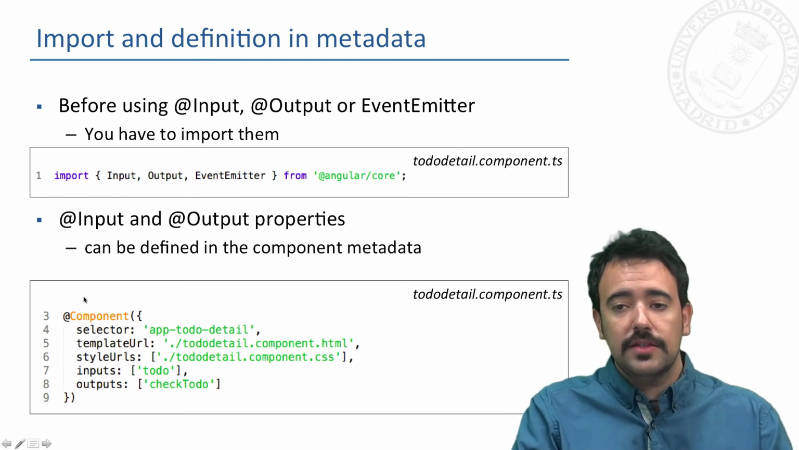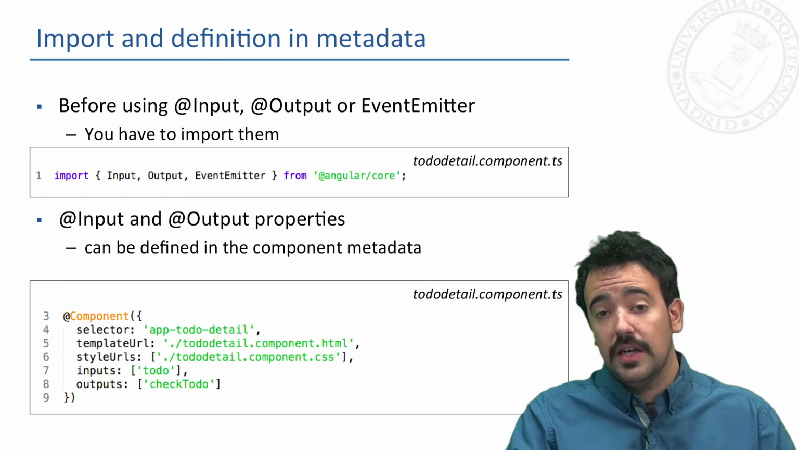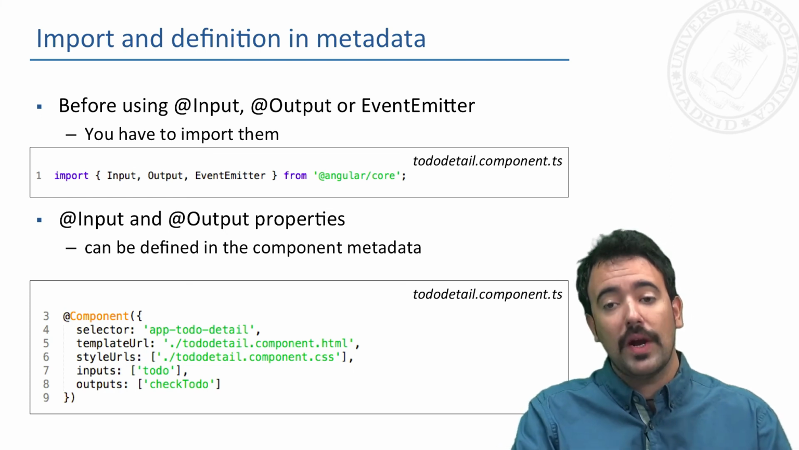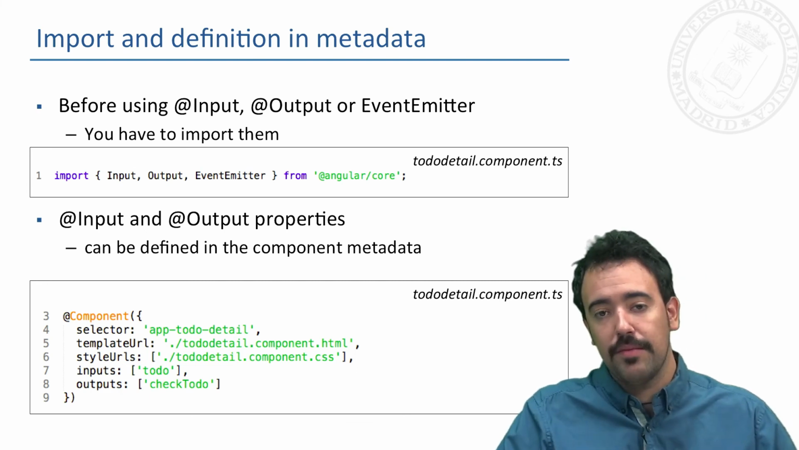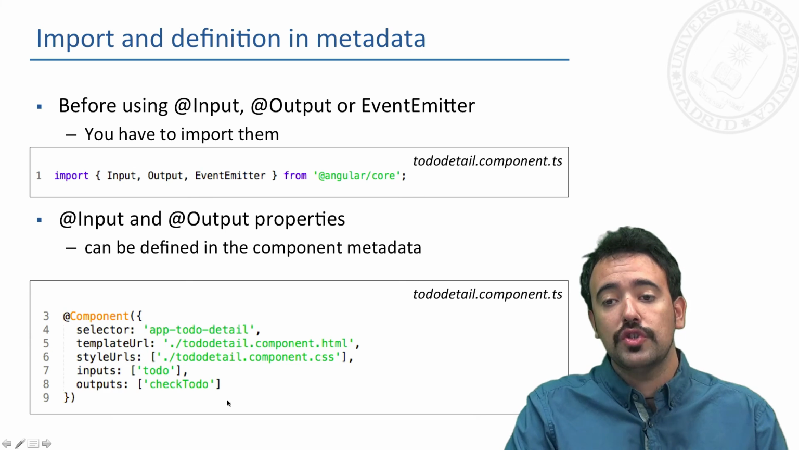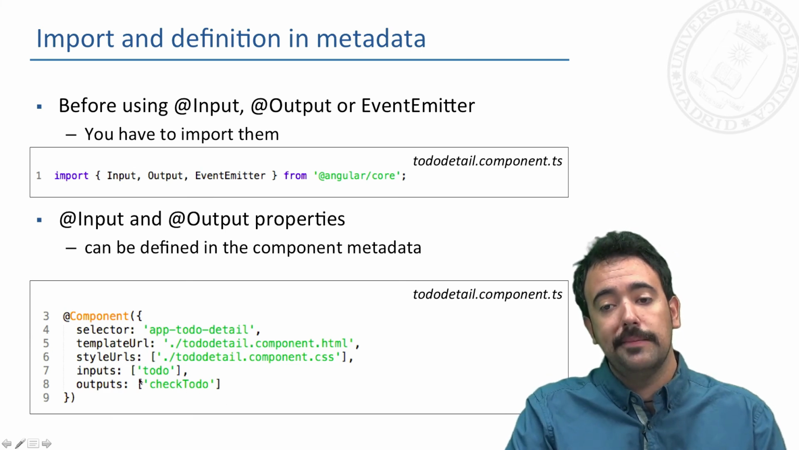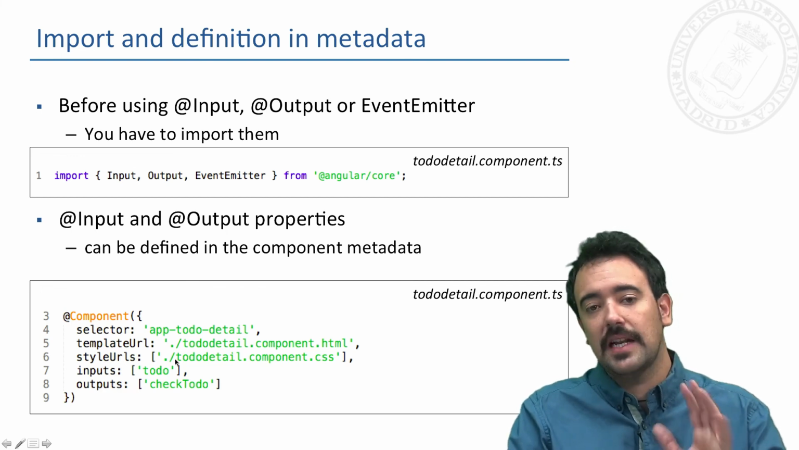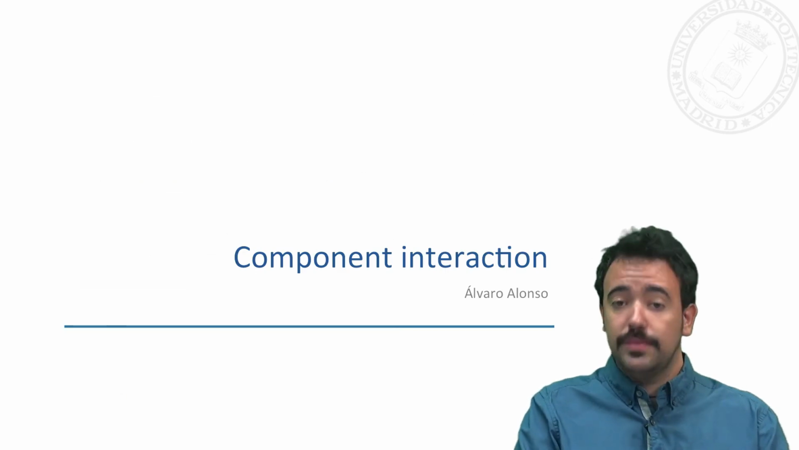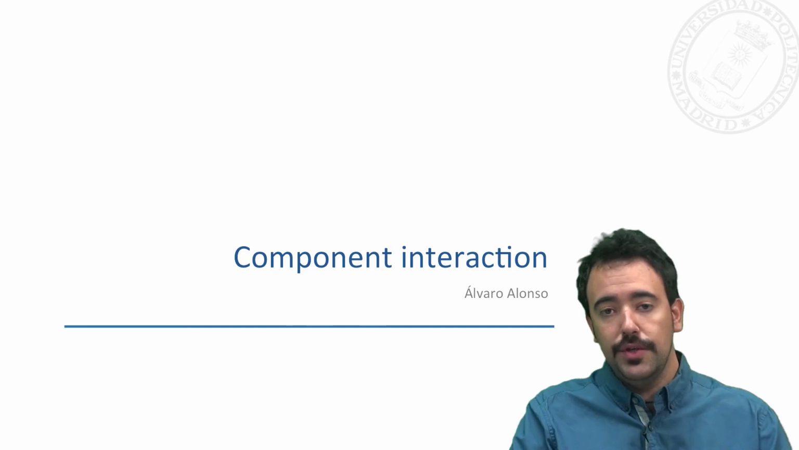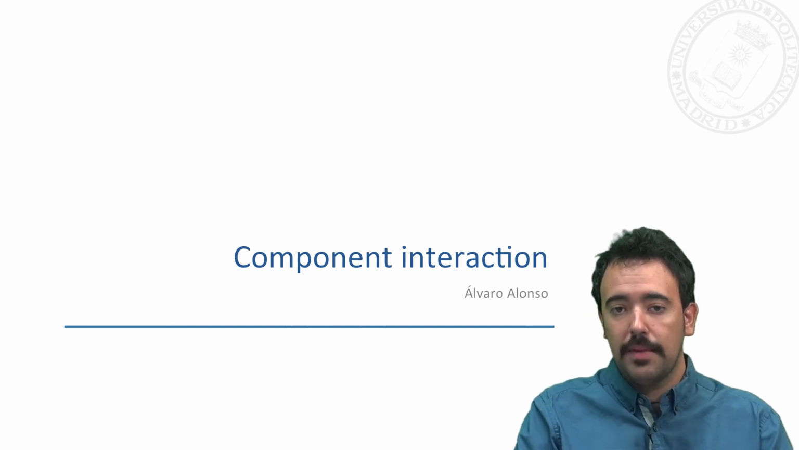Here I am just showing you an alternative way of including these input and output properties. You can define them as we have shown in the previous slides, but we can also include these input and output properties in the component metadata. But this is just an alternative way of doing it. So that's all for this video. We can now use several components in our application that share information between them.